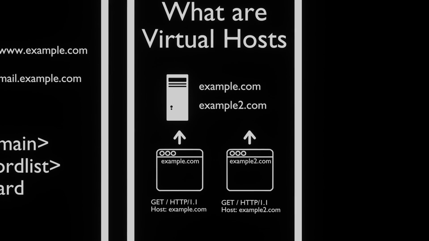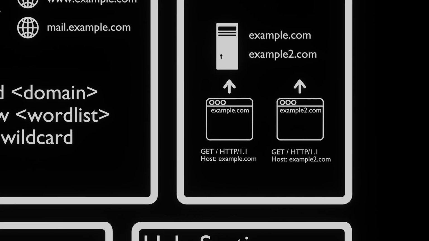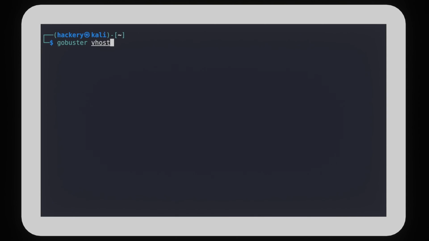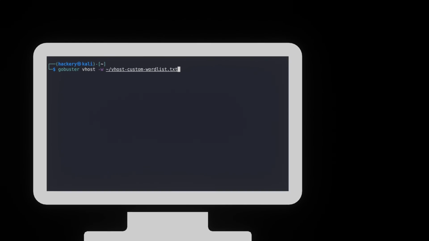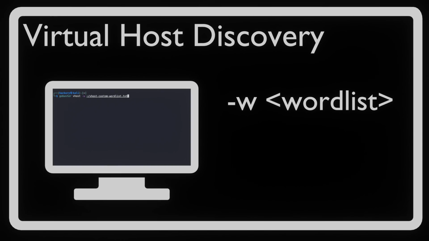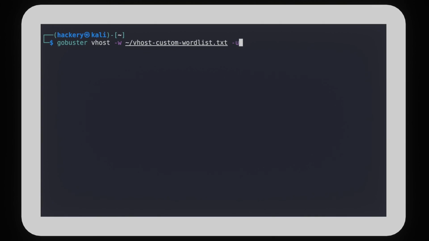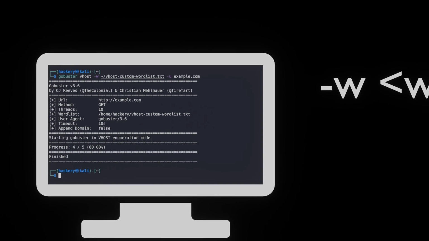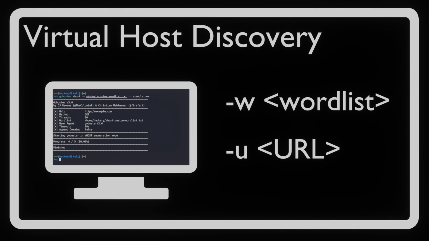Gobuster is able to change the headers to see if there is a virtual host present. To use Gobuster to discover virtual hosts, we need to use the vhost flag. We also need to supply a word list. This is done with the -w flag followed by a word list location. There are specific word lists that target virtual hosts. We can then use the -u flag to specify the URL or the host name of our domain and scope.